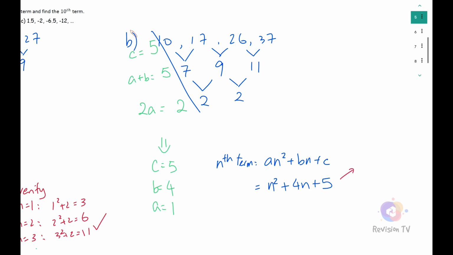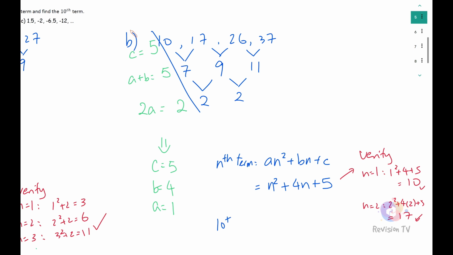Do not rush to the next part yet. Verify it. Now these are quite mistake prone, so do make sure you verify it. So we're going to verify or double check. So n equals 1: 1 squared plus 4 plus 5 is 10. When n equals 2, 2 squared plus 4 times 2 plus 5: 4 plus 8 is 12, plus 5 is 17. We've done 2 numbers. Usually that's good enough. It's a good indication that we've done it correctly. If you're unsure, you can do one more.